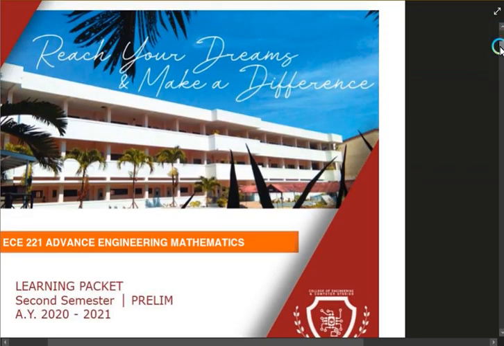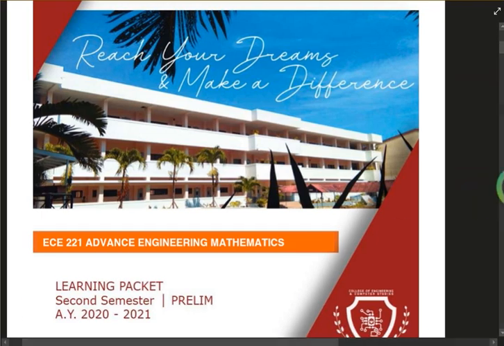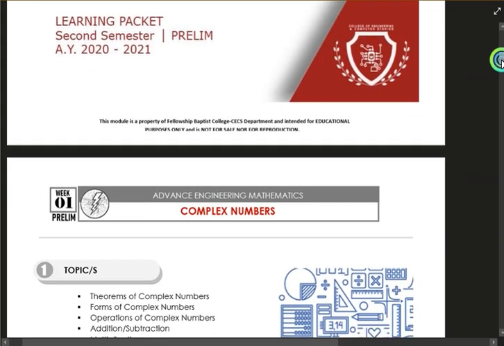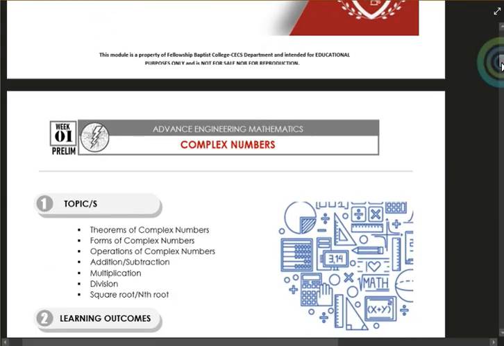Okay, so welcome to Advanced Engineering Mathematics. The subject code for Advanced Engineering Mathematics is ECE 221. This will be one of your subjects for the second semester. For the prelim discussion, we will be talking about complex numbers.